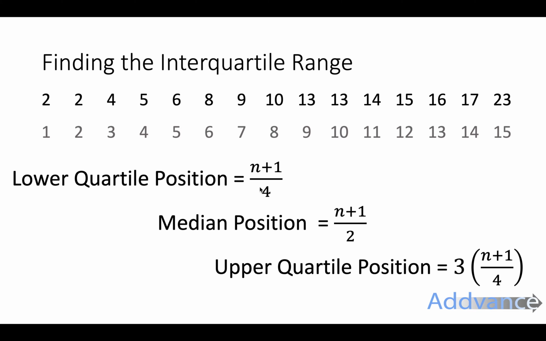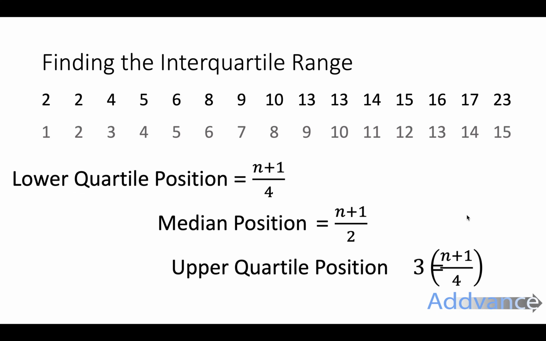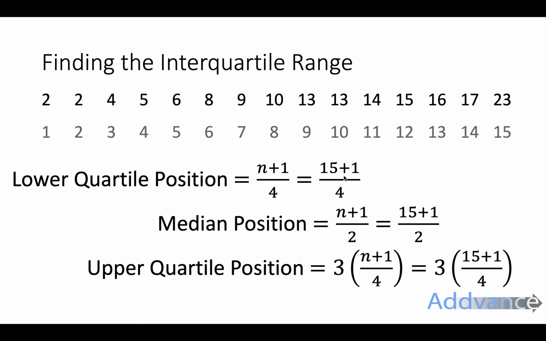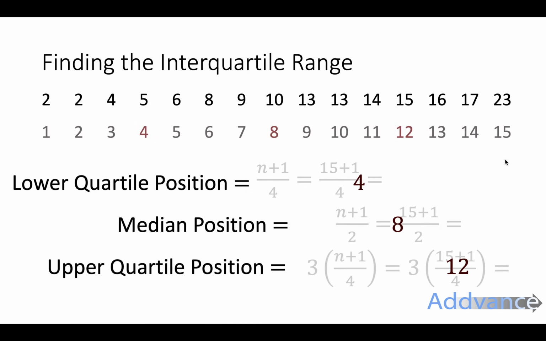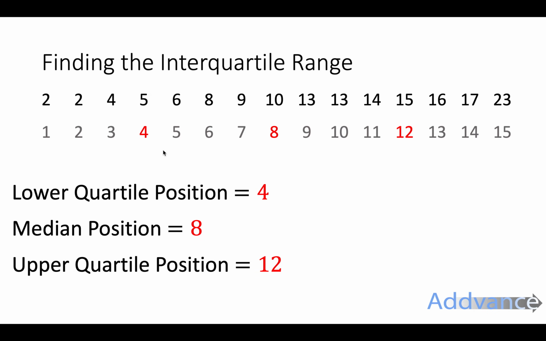And so to find the lower quartile position, we do 15 plus 1 divided by 4. To find the median position, we do 15 plus 1 divided by 2. And the upper quartile position, we do 3 times 15 plus 1 divided by 4. If you type that into your calculator, you get these numbers here. Like this. 4, 8, and 12. And so what that tells us is that by putting the number of numbers n as 15, we know the first quarter is at the 4th position, the median position is at the 8th position, and the upper quartile position is at the 12th position.